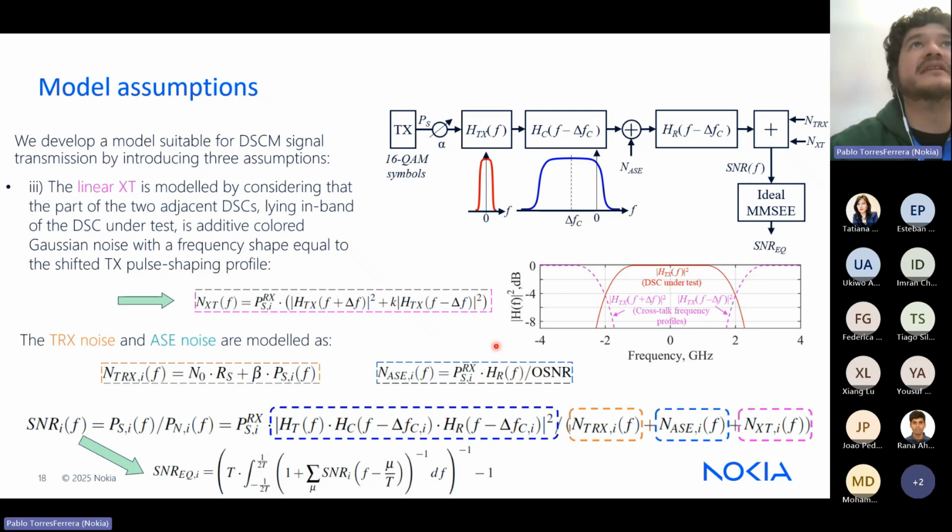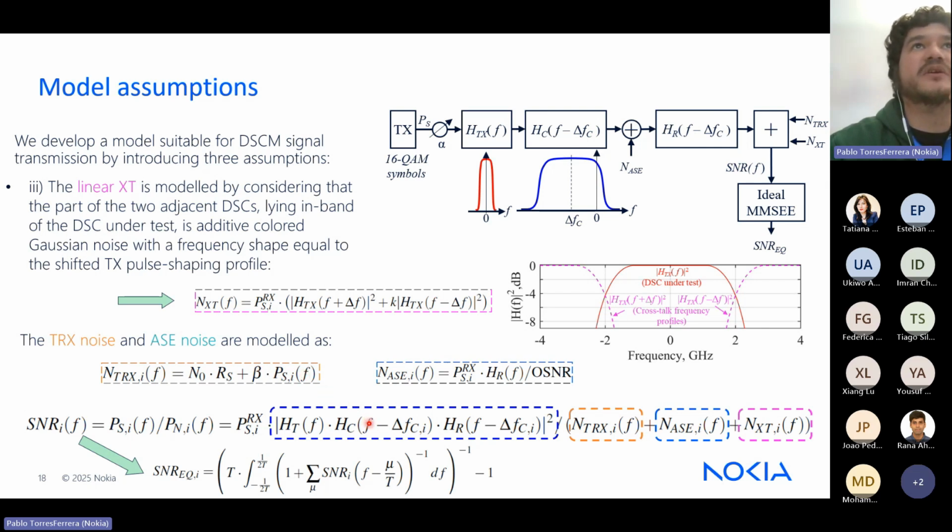Regarding the noises, the AC noise, we model it also as a colored noise that is filtered by the receiver transfer function that is inside the electrical transceiver. And the intrinsic transceiver noise, we model it as a part that is just a constant noise, and a part that depends also on the transmitted power of the signal, which is an intrinsic power-dependent noise.